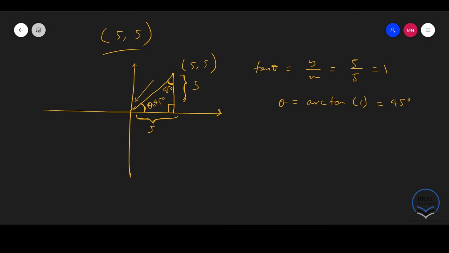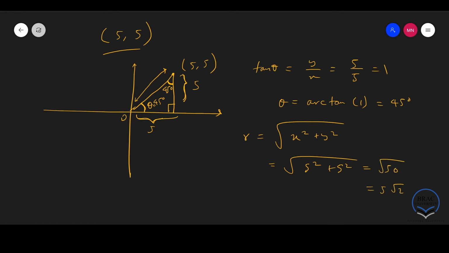And I can find this length, so the distance from the origin to my point 5, 5, using the Pythagorean theorem, right? We have x squared plus y squared, so we will have 5 squared plus 5 squared. This is equal to root 50. This gives me 5 root 2, right? So my polar coordinates will be 5 root 2, 45 degrees, right? Or I can also consider minus 5 root 2, 225 degrees.